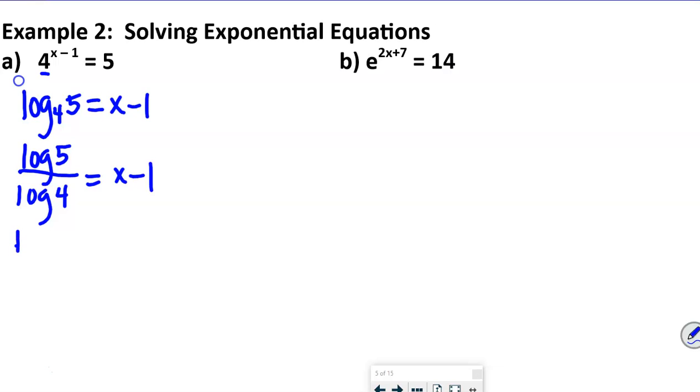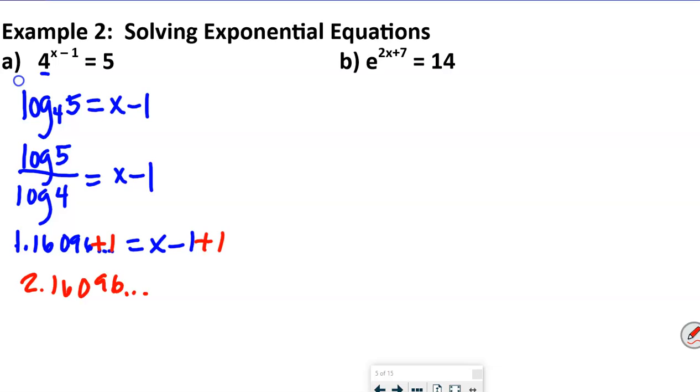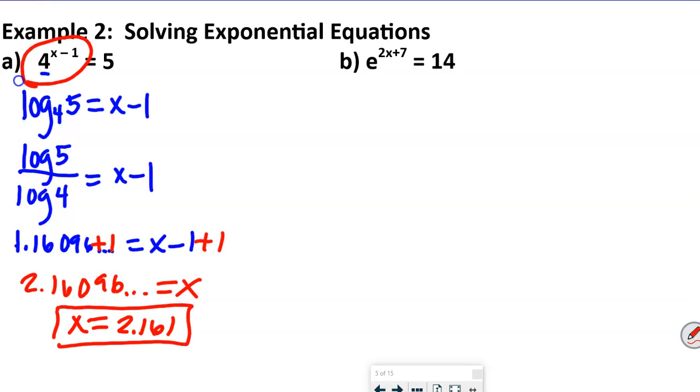So when I found this, I got 1.16096... and that's equal to x minus 1. Well, our next step would be to add 1. Now I'm going to just leave this number over here on the left in the calculator. And I'm going to add 1 to both sides. So that's going to give me 2.16096... And then my answer, we're going to round to 3 decimal places. So that's going to be x is equal to 2.161. And again, you can put that up here and see if that gets you the same answer, and it does. You should get 5 is equal to 5, and it checks out.